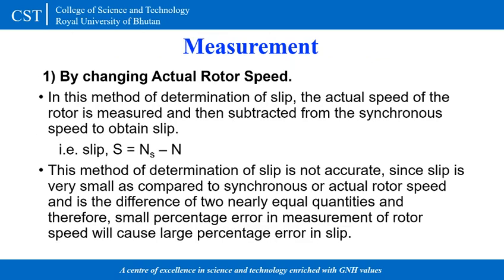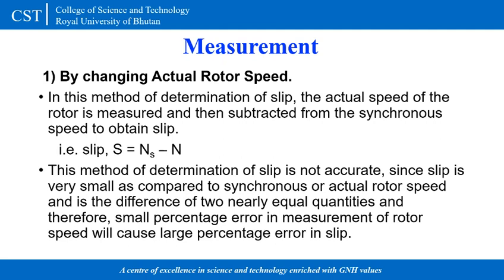Now, when it comes to practically measuring the slip, there are various methods of measuring it. The first one is called by changing actual rotor speed, the second one, we can measure the slip by rotor current frequency method, and the last one, we can measure the slip with stroboscopic method. Now the first method, by changing actual rotor speed.